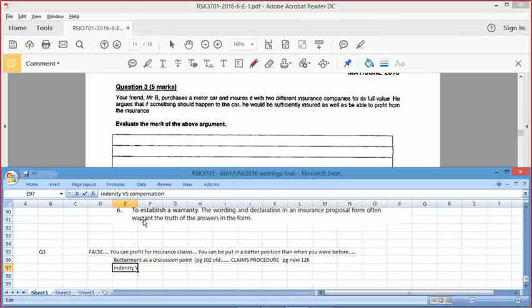Let me check the spelling. I-N-D-E-M-N-I-T-Y. Okay, indemnity versus compensation. Indemnity is when you indemnify a person by putting them back in the position they were before. And that's where the principle of betterment can apply. If you get a vehicle that's a newer make and model, but it's still in line with the vehicle in terms of cover that you got, it's just your benefit in terms of betterment. But the principle is you cannot profit from a vehicle.